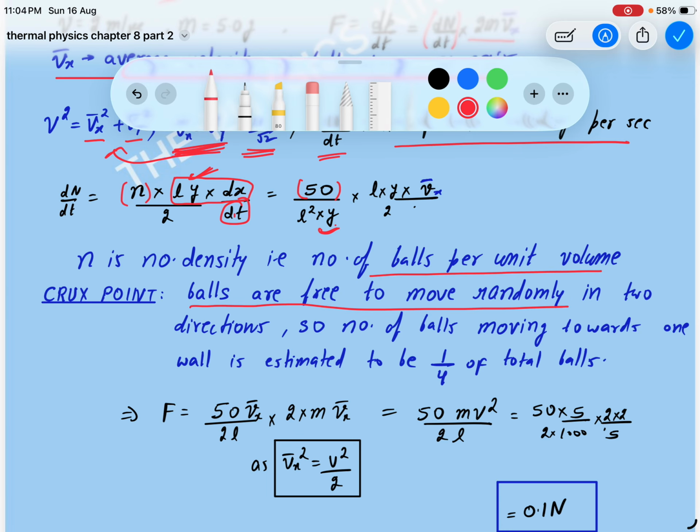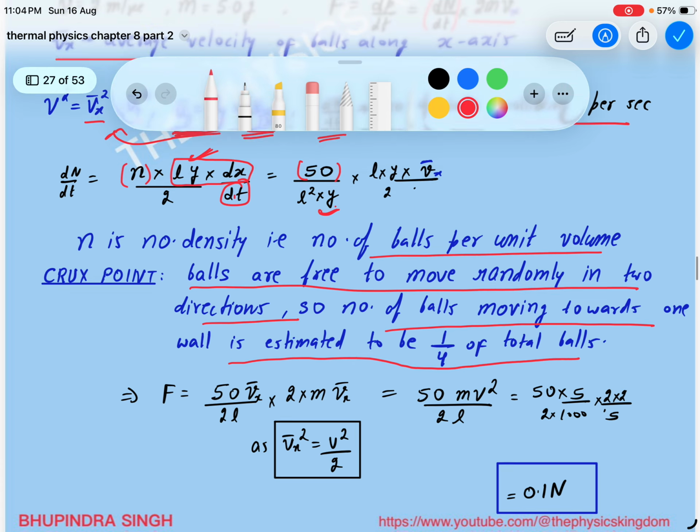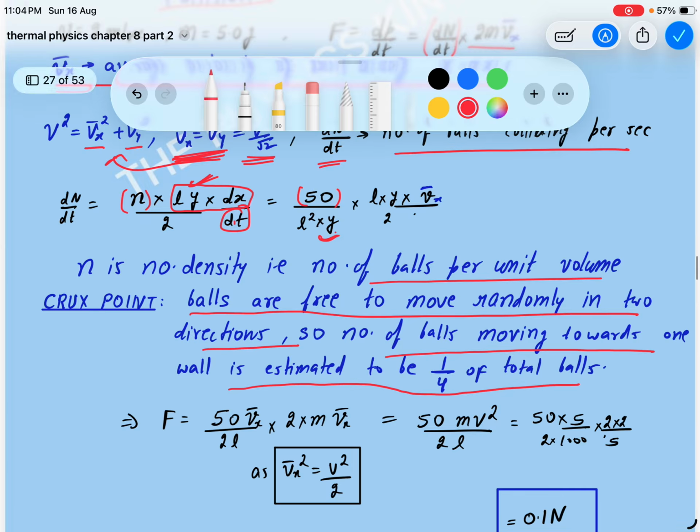Balls are free to move randomly in two directions. So the number of balls moving towards one wall is estimated to be 1 by 4th of the total balls, right? And this we can see from the expression also. So dn by dt, number of balls striking per second, multiplied by change in linear momentum due to each ball, so Vx bar whole square. This we are using everywhere like this.